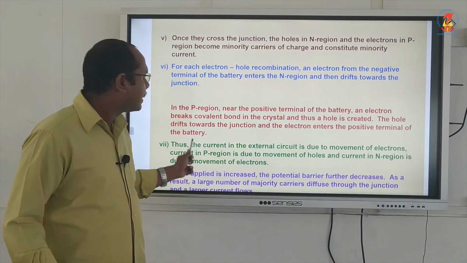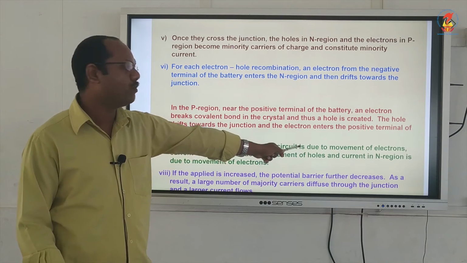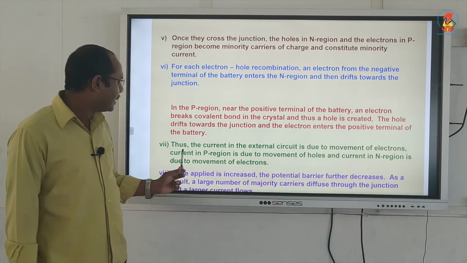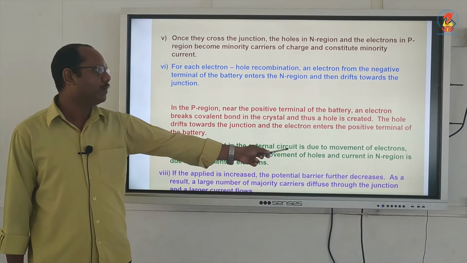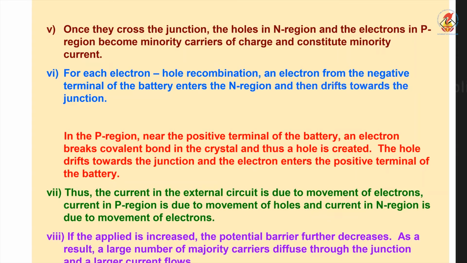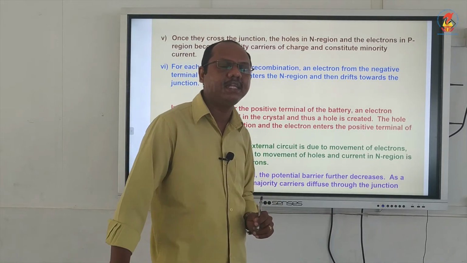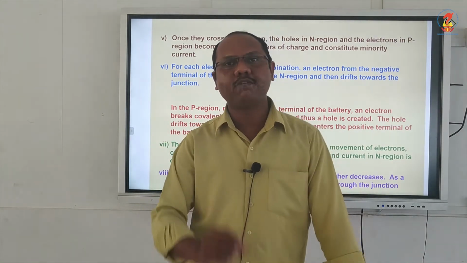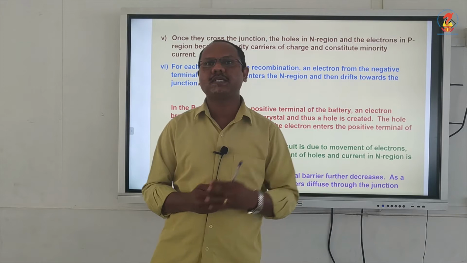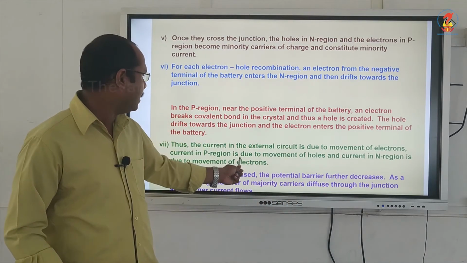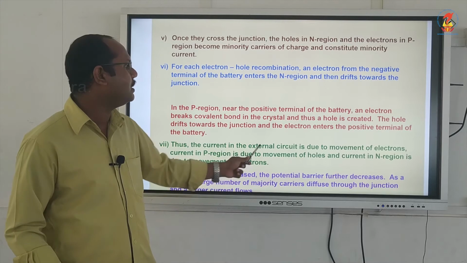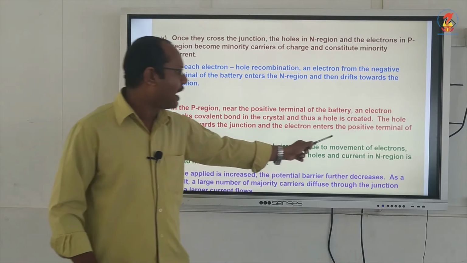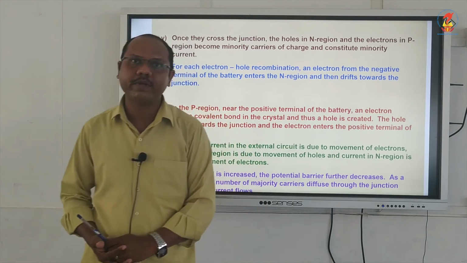Now, the current in the external circuit is due to the movement of electrons, whereas the current in the P region is due to the movement of holes and the current in the N region is due to the movement of electrons. Because in the last video you studied, for a P-type semiconductor, holes are the majority carriers, and for the N-type semiconductor, electrons are the majority carriers. That is the reason I told here, in the P region the current is due to the movement of holes and in the N region the current is due to the movement of electrons.